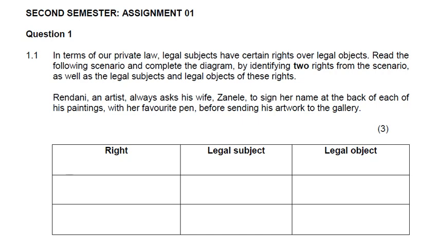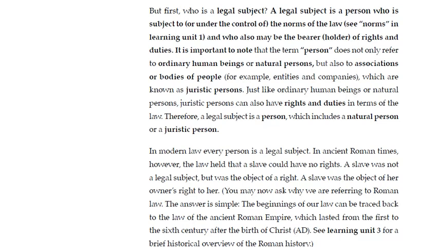Okay, guys, the first thing that we need to do here is find out the definition of our keywords, which are legal subject and legal object. We all know what a right is. Okay, let us go to our study guide and find out what is meant by legal subject and legal objects. On page 26 of our study guide, it says, but first, who is a legal subject?